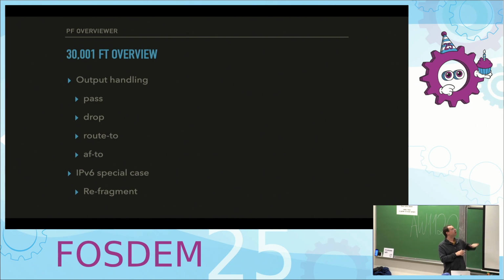We can route to, which is PF's policy routing, where you can say that, yeah, okay, my default route says that the packets need to go that way, but actually if it's this specific port and this specific protocol, I would like you to send it that way instead.